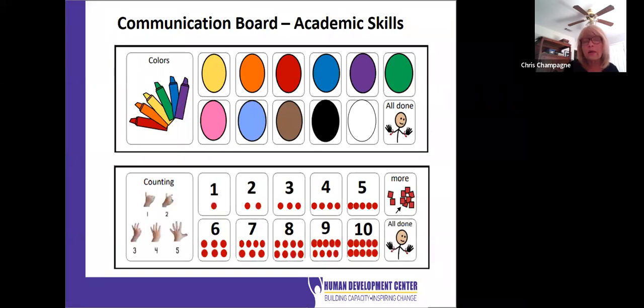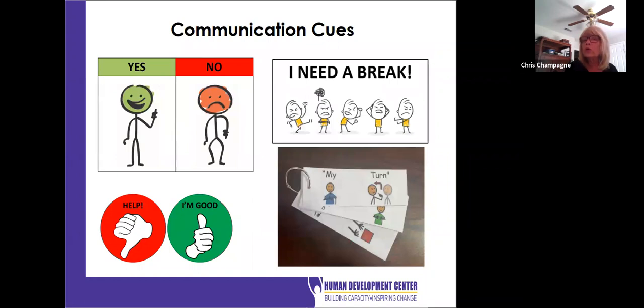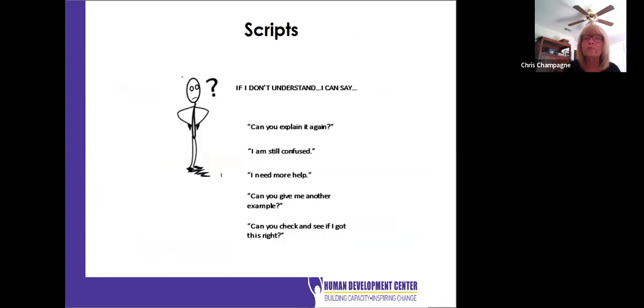So here again is the color one I showed you a minute ago and one with numbers. So again, critical communication. I need a break, yes or no. I need help, no, I'm all good. And then the one on the right is to convey to a peer, it's my turn. So these are just, again, some real critical things that kids need to have a way to say.